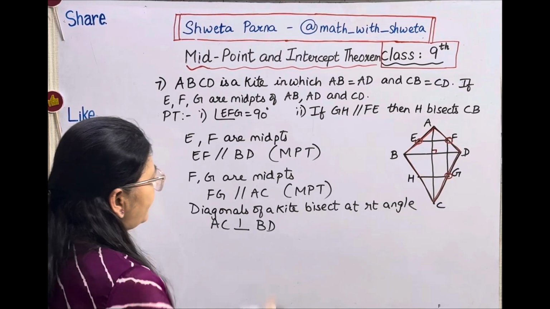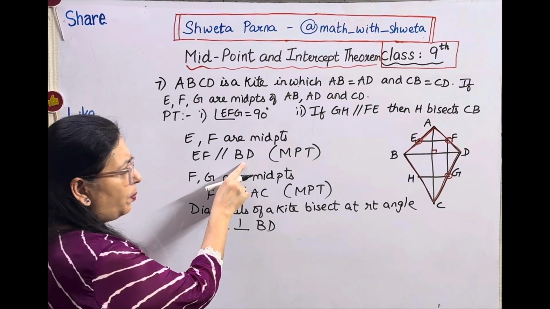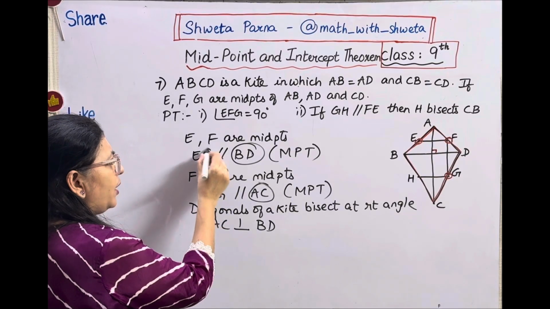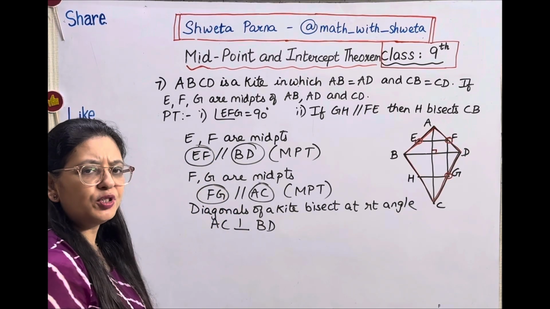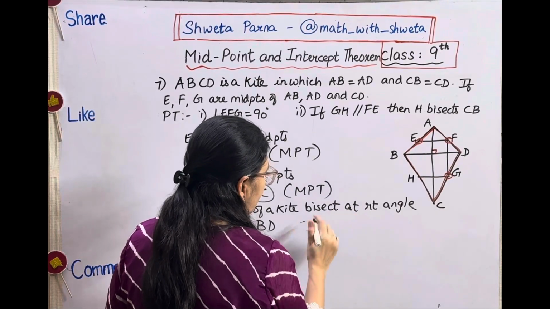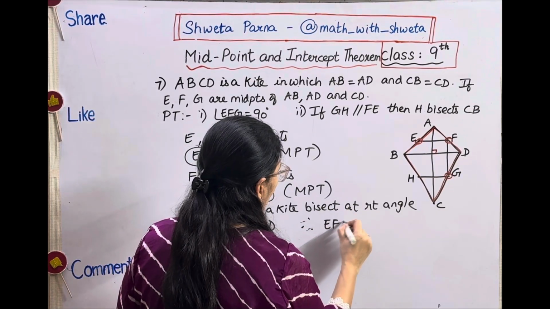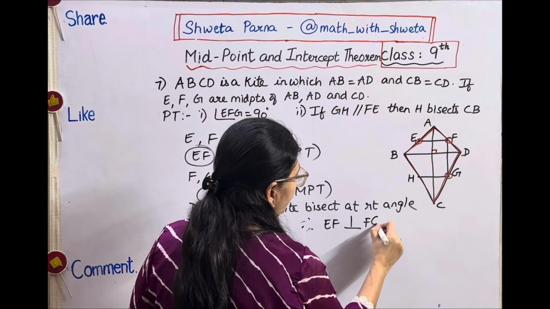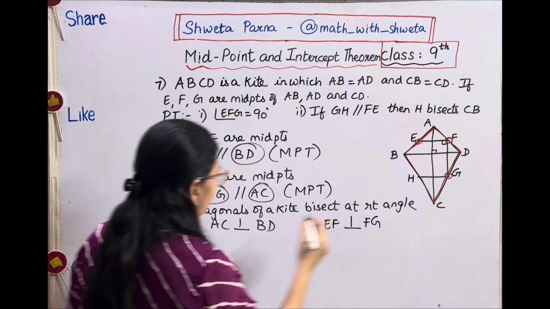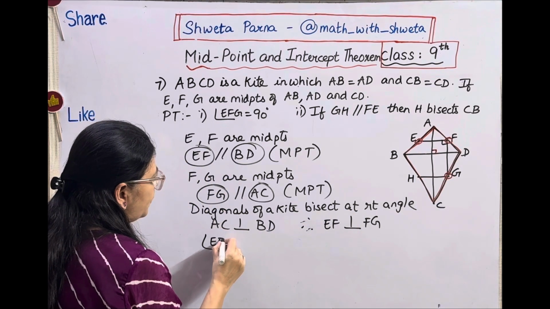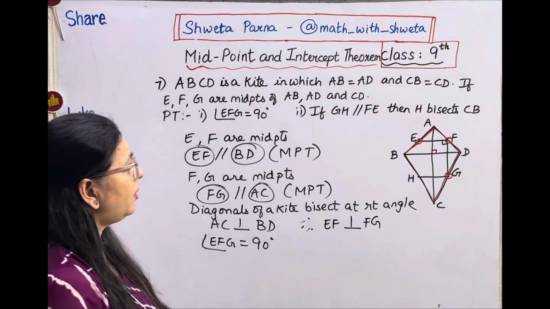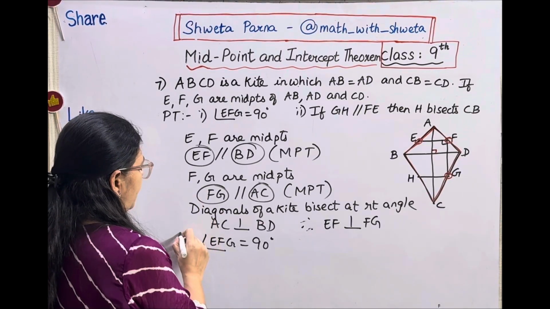Now, if AC is perpendicular to BD, these two are perpendicular, then won't you think EF would be perpendicular to FG also? So, therefore EF will also be perpendicular to FG. Now, EF is perpendicular to FG, so the measure of angle EFG would be 90 degree. Clear? So, this is your first subpart.